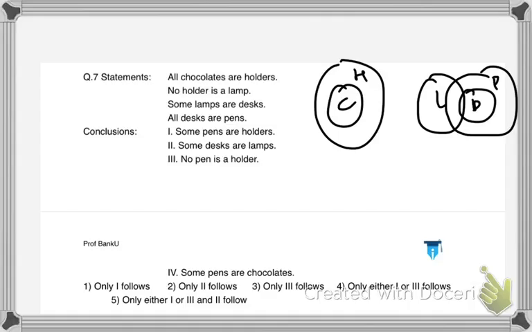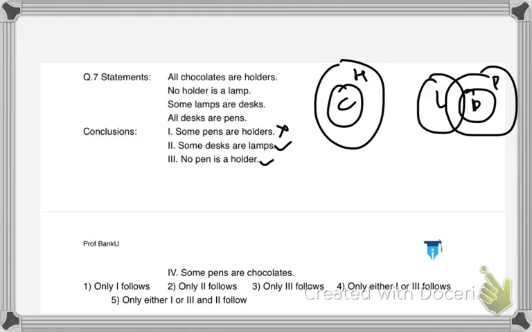Now we come to the conclusions. It is given that some pens are holders. So it is false, so it is always false. It can't be a conclusion. Some desks are lamps. This is true, and we know that if some lamps are desks, then some desks are lamps is always true. Now, no pen is a holder. This is true in our diagram.